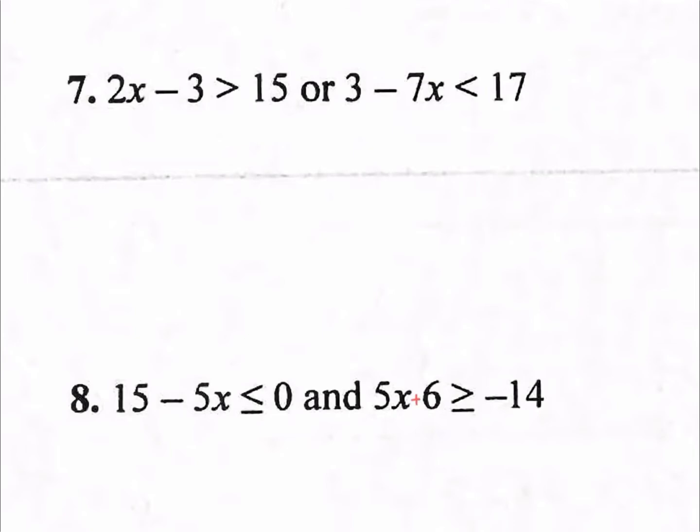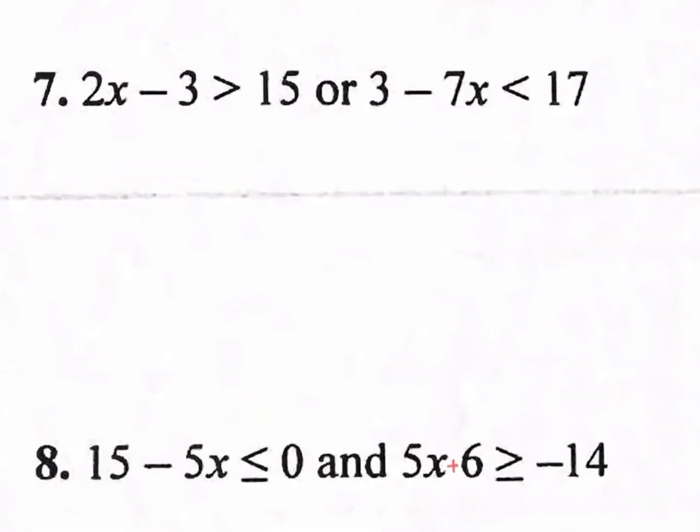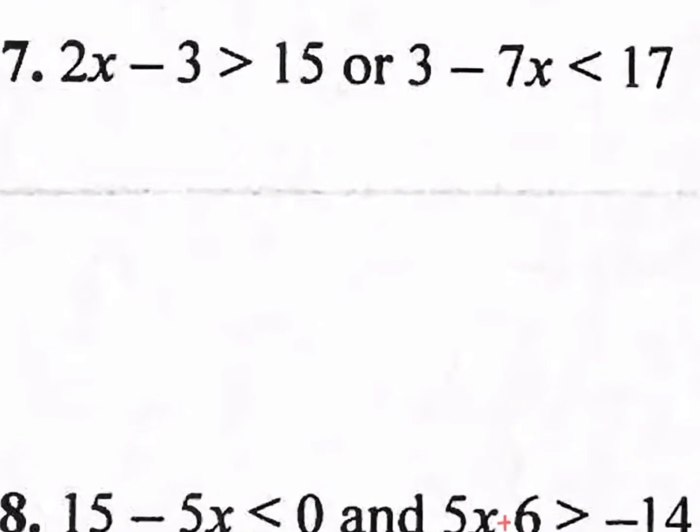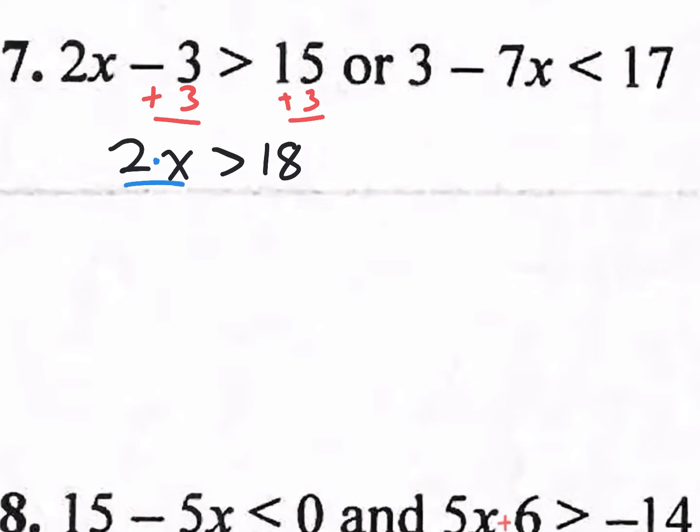So continuing on to this homework, we have the word or between it. You just solve each of them. I want to begin by adding 3. Adding 3, I will have 2x is greater than 18. I now have a 2 times x. I don't want that multiplication of 2. I'm going to divide by 2, divide by 2. I have the answer x is greater than 9.